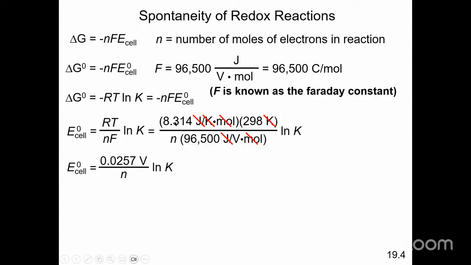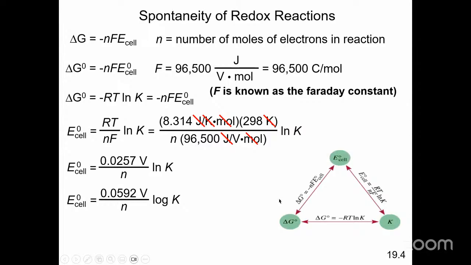So basically, when you work out all of this right here, you're going to end up with 0.0257 volts over n times ln K, and that will be equal to the standard EMF of the cell. All right? And there's yet another way of expressing this. If instead of using natural log, we use log to the base 10, then this equation becomes this equation. So you can use this equation here, or this equation here, or this equation here to solve for the standard EMF of a cell if you know what the equilibrium constant is. All right? Okay, what's next?